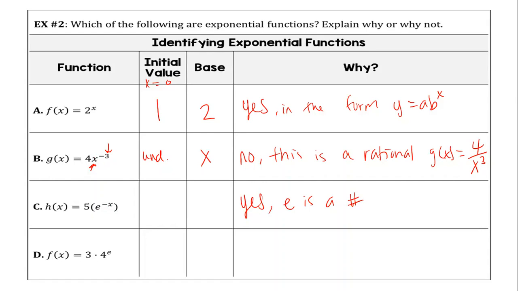For B, is that undefined? For B it is undefined at 0, because you have a vertical asymptote at 0. So you can't have an initial value. Now, why is this one exponential? Yes, because E is a number and my variable is my power. Does that make sense? The variable x is the power.